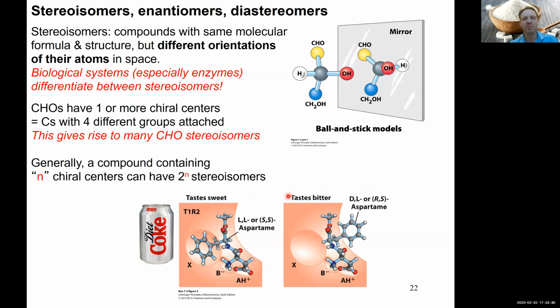So it's a really good example of how these minor changes in the orientation of atoms in 3-dimensional space have a huge impact on their bioactivity.